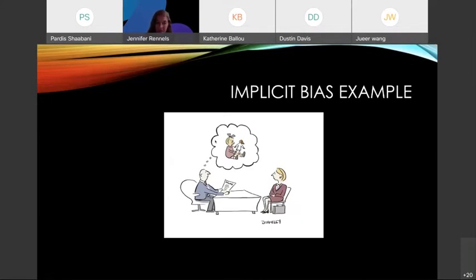With implicit bias, this is again this unconscious activation that can occur. In this scenario, we have a man interviewing a woman for a position, and there's this activation of feminine stereotypes, or what we refer to as communal traits. So women are thought to be warm to others, helpful, gentle, emotional, devoted to others, kind, understanding, all these positive feminine associations. And again, these are positive attributes.